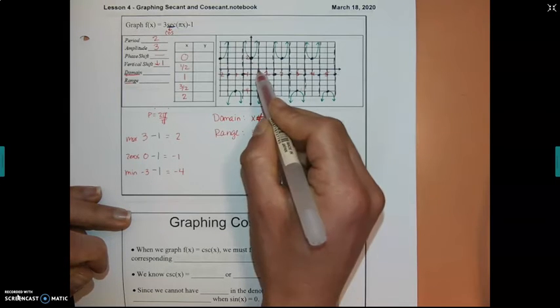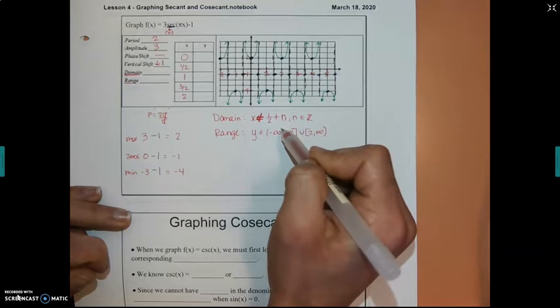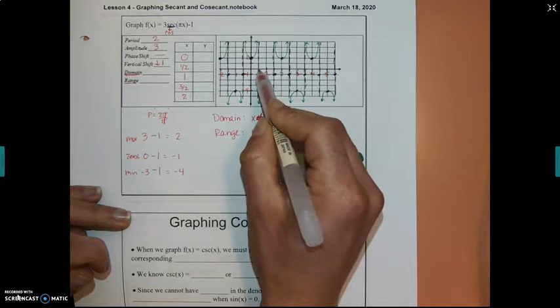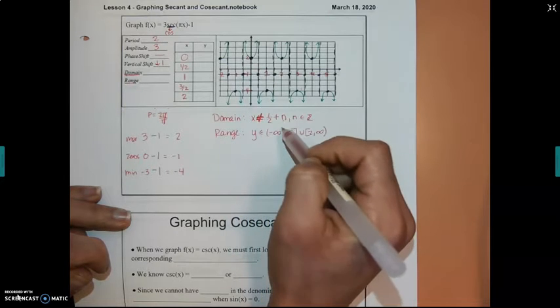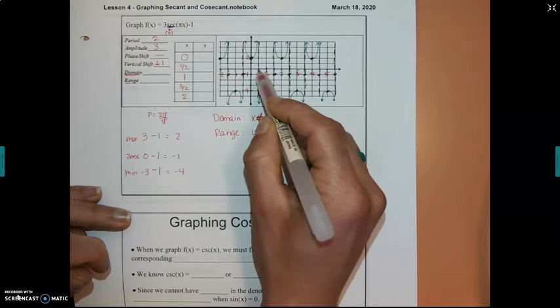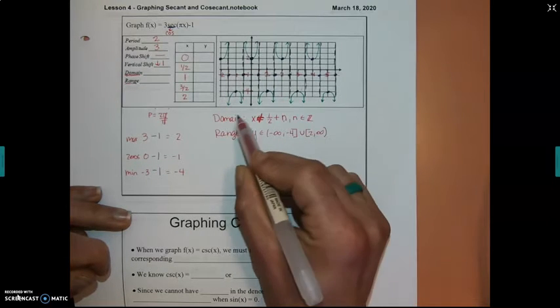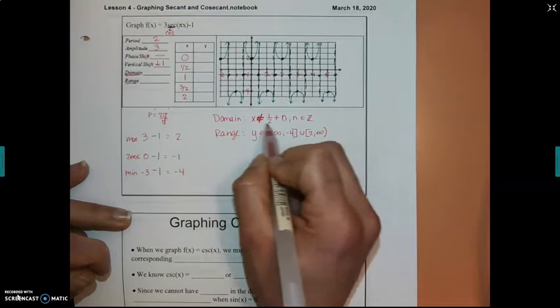If I plugged in 3, that would give me the asymptote 3 asymptotes later. An integer is also a negative number, so if I plug in a -1 here, 1/2 minus 1 would be -1/2, and that gets me these negative asymptotes. If I plug in -2, I would go back 2 asymptotes, okay? And so this is the easiest way to represent our domain here, is x just can't be where these asymptotes are.